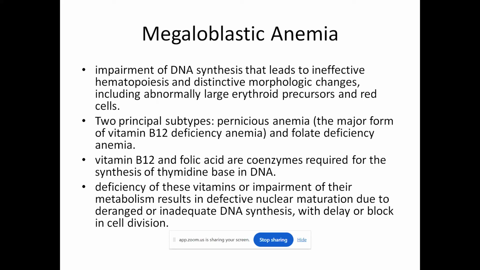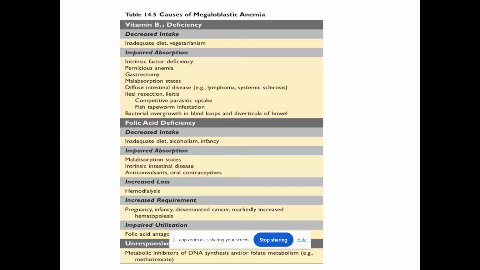So next is the megaloblastic disorder, megaloblastic anemia. Megaloblastic anemia is mainly produced due to deficiency of vitamin B12 or deficiency of folate. So these produce impairment of DNA synthesis. So there is a maturation defect in the nuclear DNA that leads to ineffective hematopoiesis. So these are the causes for vitamin B12 and folic acid deficiency.